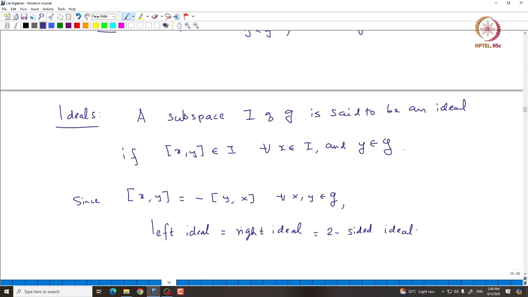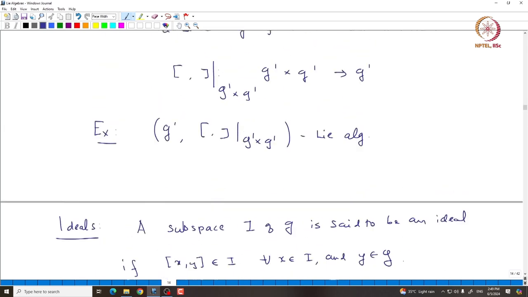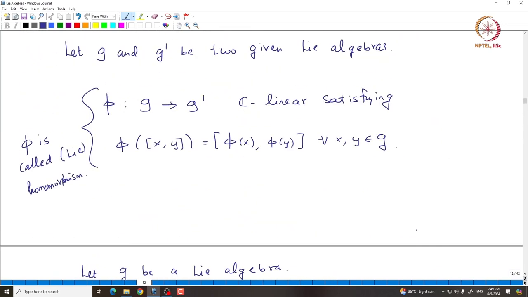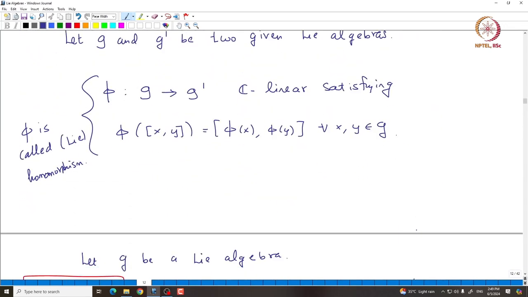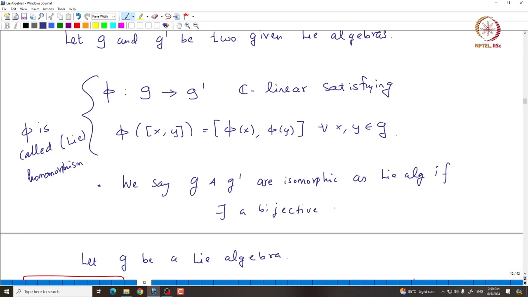So now we have ideals and subalgebras. Given this homomorphism, one can immediately define what is called an isomorphism of Lie algebras. We say G and G' are isomorphic as Lie algebras if there exists a bijective homomorphism from G onto G'.